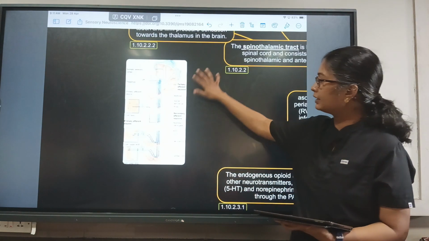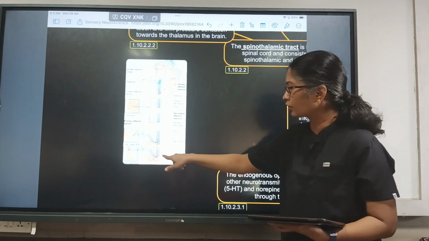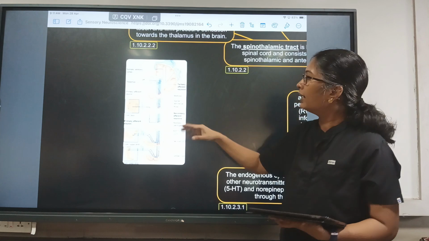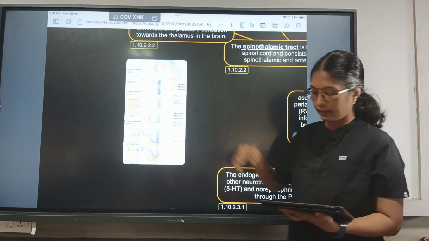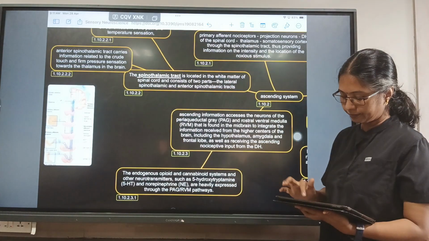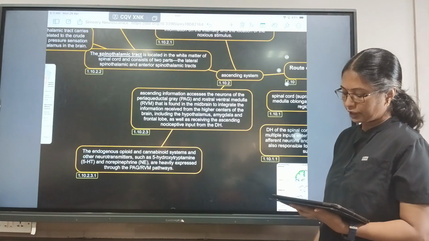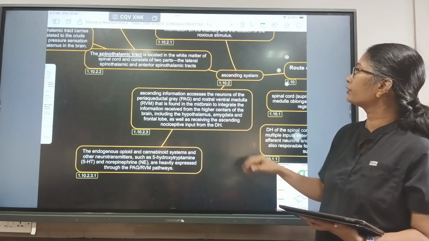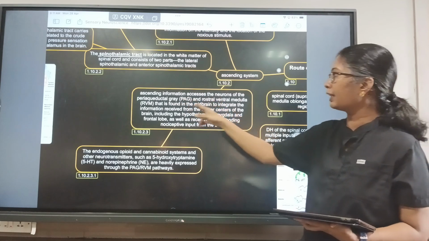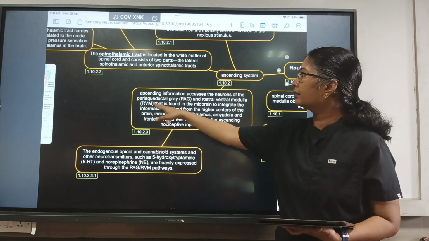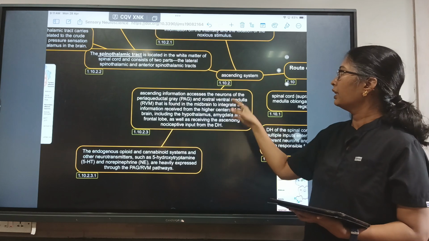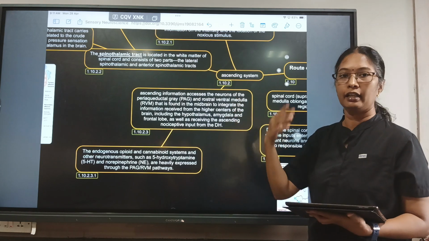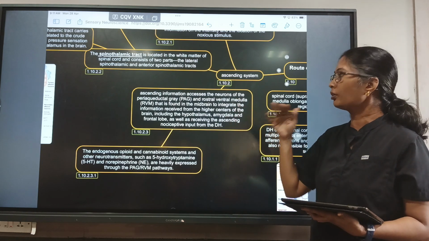And this is how we see the spinothalamic tract. It crosses to the contralateral side and then it ascends as the lateral and the anterior spinothalamic tracts to reach the brain. The ascending information accesses the neurons of the periaqueductal gray matter. These two are the areas in the brain which try to control the pain mechanism, either to perceive the pain as higher value or lower one.